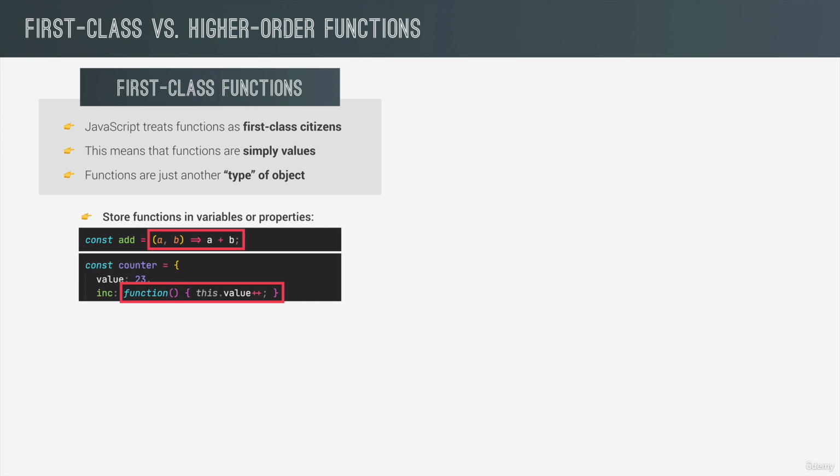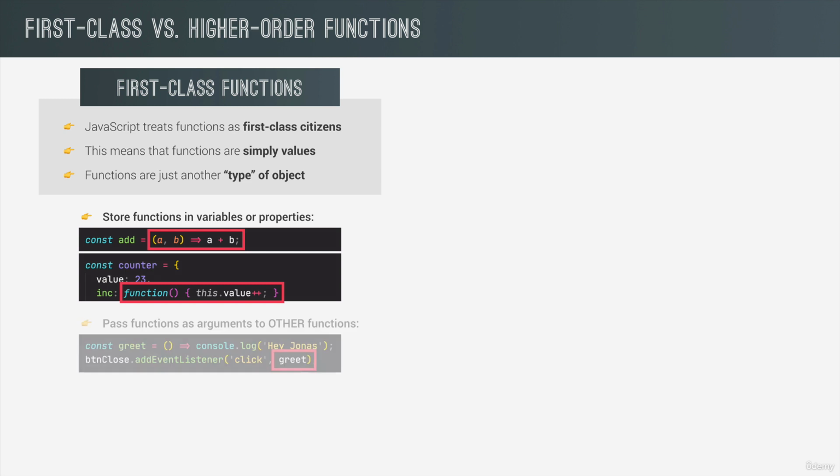So the function values here are marked in red, and then you see we create a function expression in the first example and an object method in the second example. So the value in the red rectangle is the function value itself that we can store wherever we like. We can also pass functions as arguments to other functions. And we actually already did that before when adding event listeners or event handlers to DOM objects. So here we have the add event listener function that you already know, and we clearly pass the greet function into the add event listener function here as a value, right?